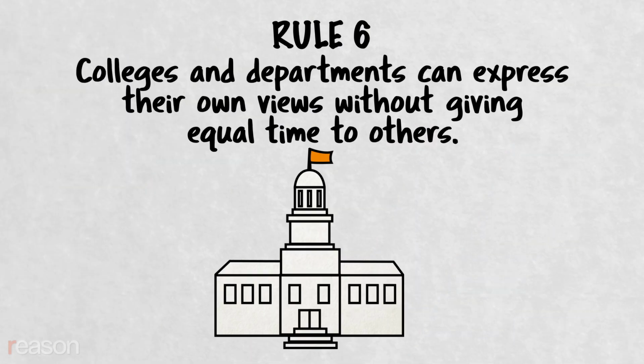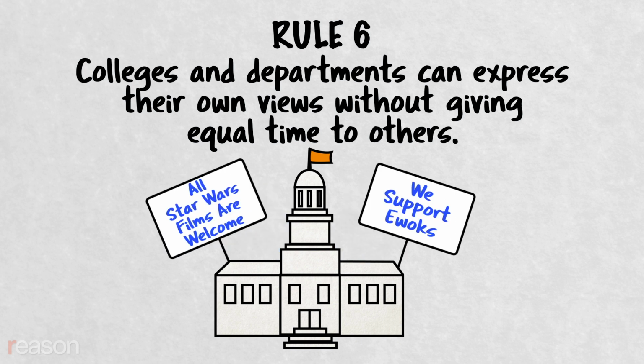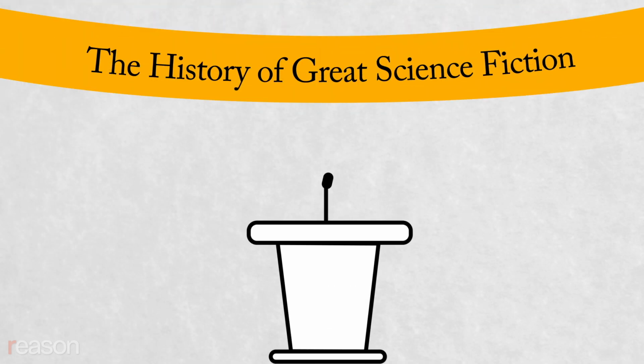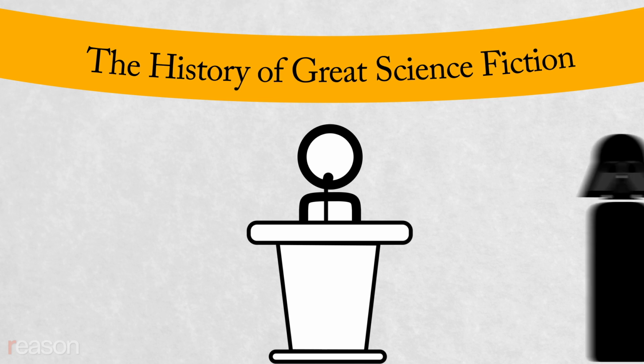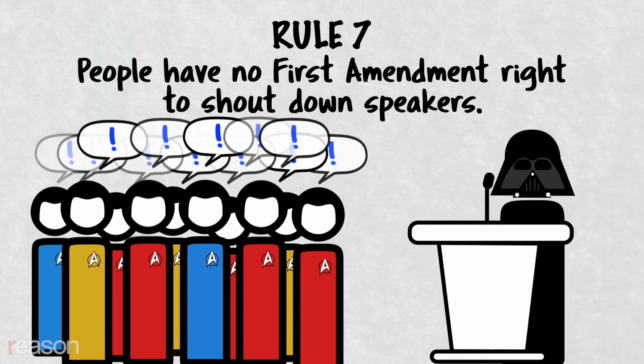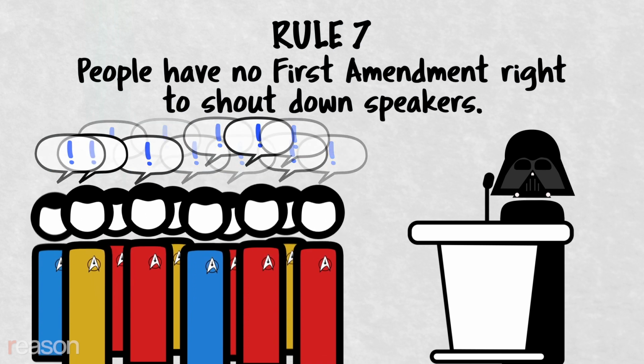6. Colleges and college departments can express their own views or can foster a selected set of views without giving equal time to others. If a history department puts on a conference, for instance, it can choose the panelists based on their viewpoints, even if that means excluding some viewpoints and preferring others. 7. People have no First Amendment right to shout down speakers, whether the speaker is a guest speaker in a class or a speaker invited by a student group.